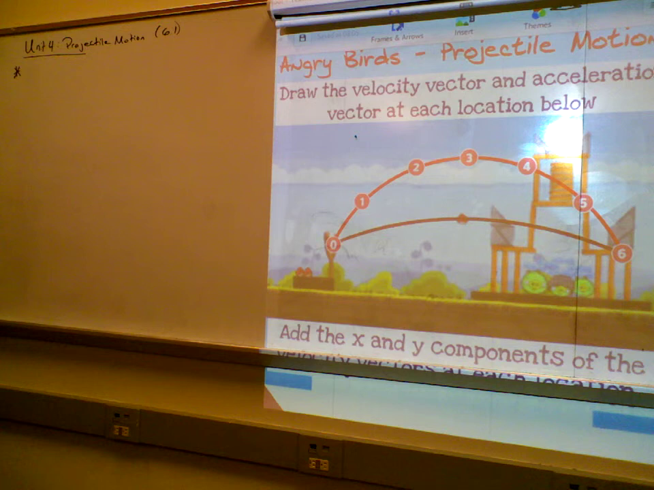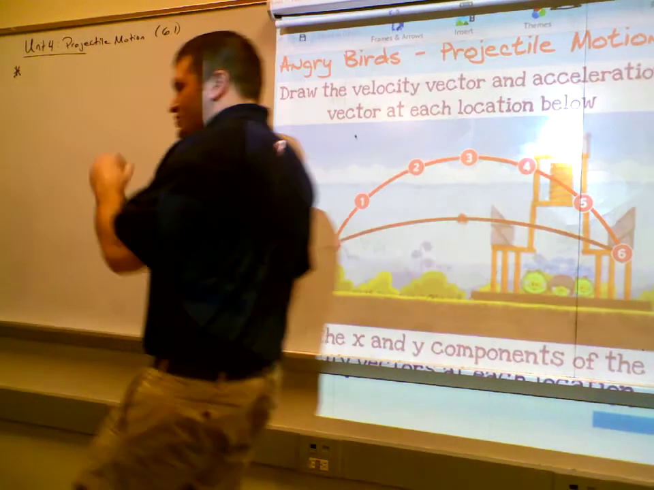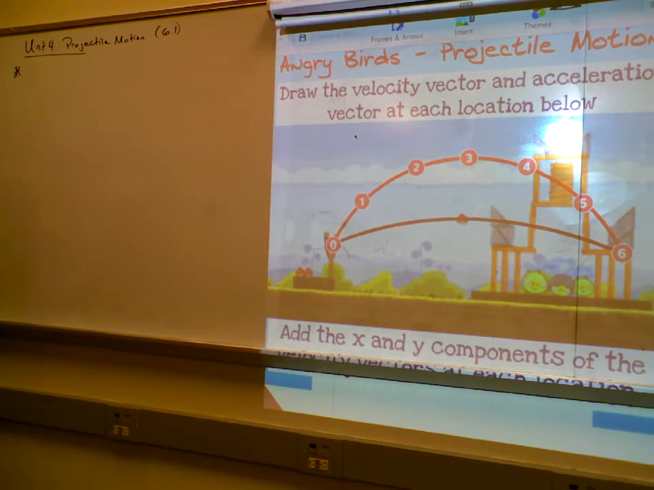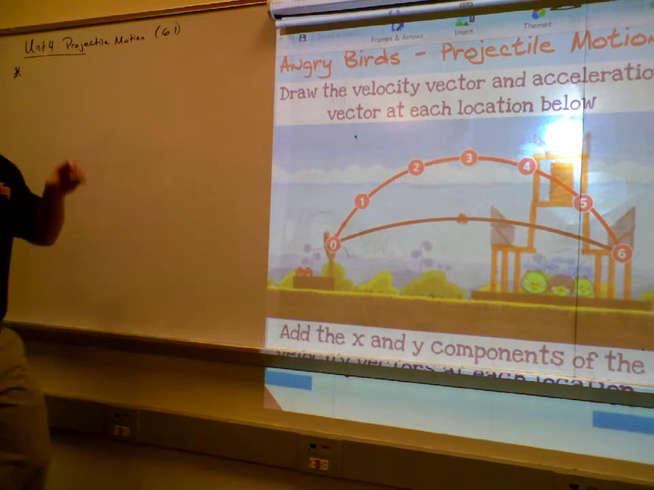The reason why I like bringing up Angry Birds is because it is a great example of projectile motion, which is what we're working on. Okay, Unit 4, Section 6.1. The reason why I have this picture on here is because you guys all have experience playing this game. You know how this game works.